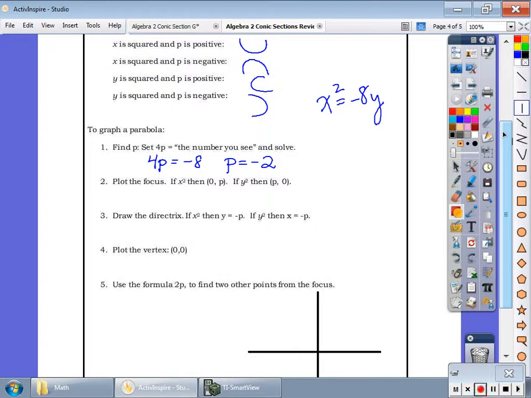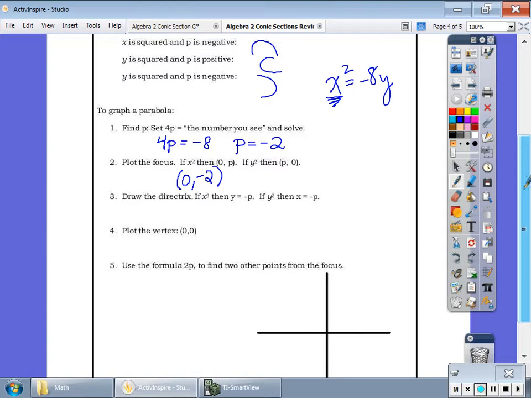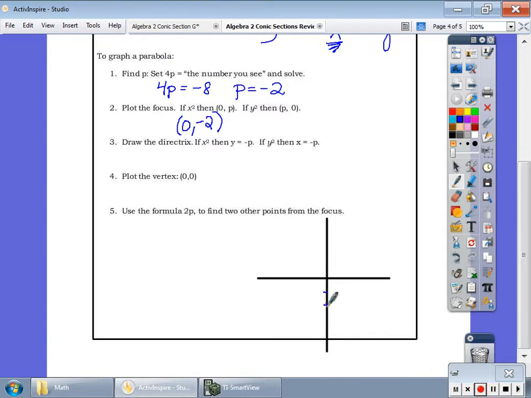Now, here's how I remember this, okay? Look at this. X is squared, correct? Then p deals with the other variable. If x is squared, then it's 0 comma p. P is in the y spot. Down here, draw the direction. If x is squared, then y equals negative p. So if x is squared, p deals with the other variable. If y was squared, then p would be dealing with the x. So our focus, since x is squared, is going to be 0 comma p. P was negative 2. And I plot that on my graph down here. 1, 2.